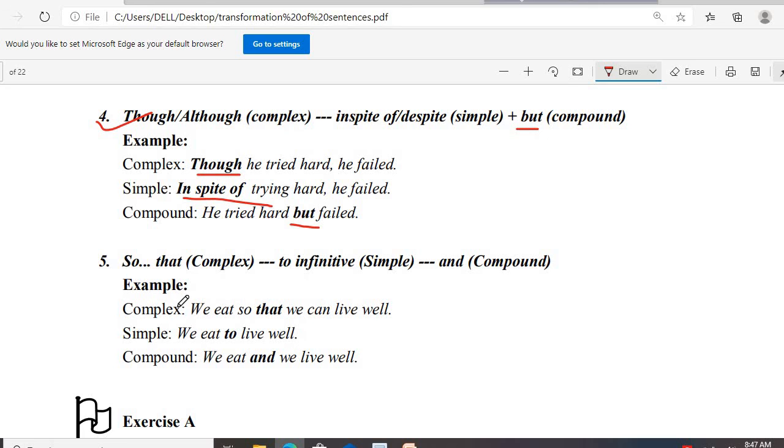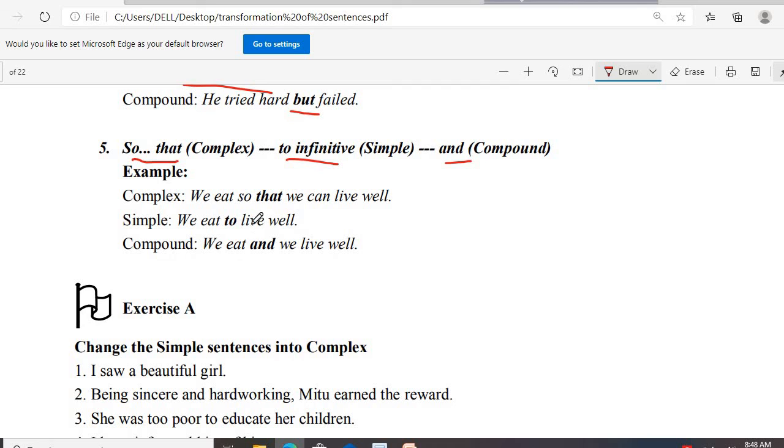coordinating conjunction. In some complex sentence you will see the structure so that, and to make it simple you have to use infinitive to, and to make it compound you have to use coordinating conjunction and. Let's see the example: we work so that we can live well. So instead of so that, infinitive to has been used here, and to make it compound we have used and.